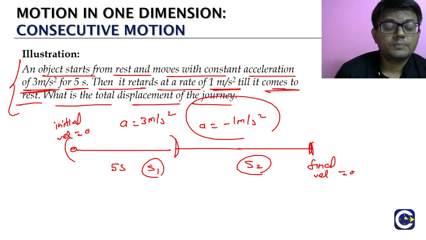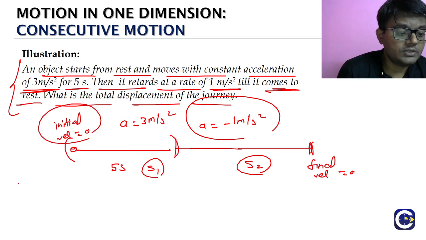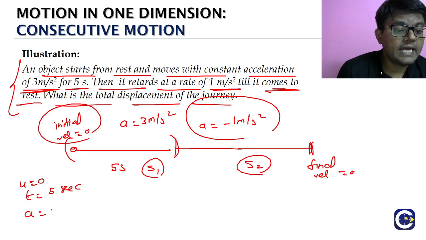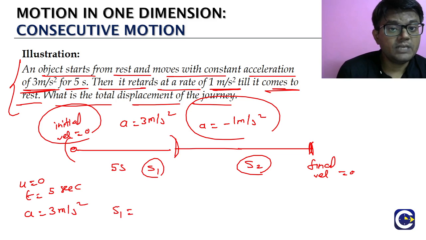What do we know about this first part? We know the initial velocity, so u is 0. We know the time is 5 seconds. What else do we know? We know the acceleration, which is 3 meter per second square. We need to find the displacement. What is the formula for the displacement? ut plus half at square.